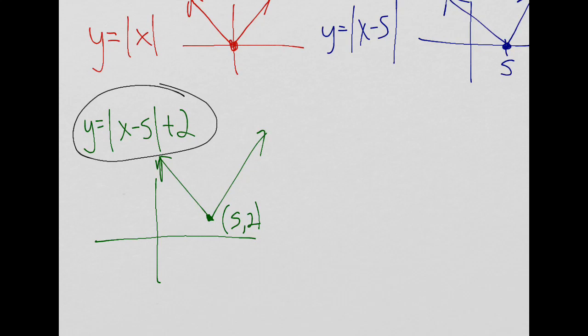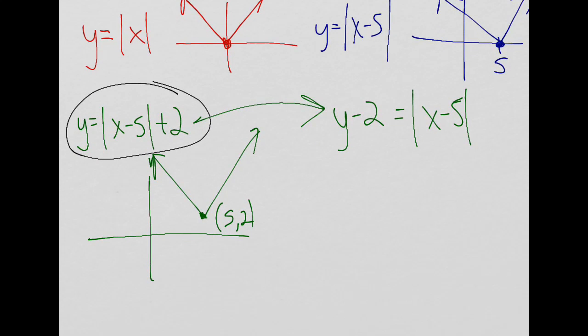So I'm going to manipulate this green equation right here and write y minus 2 equals absolute value of x minus 5. Now what I've done is I've paired the minus 2 with the y and the minus 5 with the x. So I can identify that 5, 2 is: 5 is what makes the x 0 and 2 is what makes this side 0, right? So that's how I get to my 5, 2.